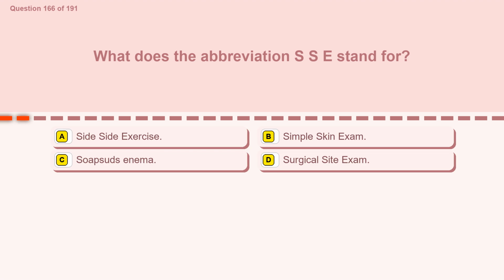Question 166. What does the abbreviation SSE stand for? Option A, side-side exercise. Option B, simple skin exam. Option C, soapsuds enema. Option D, surgical site exam.